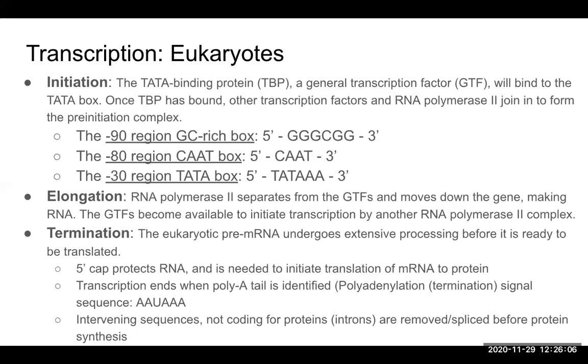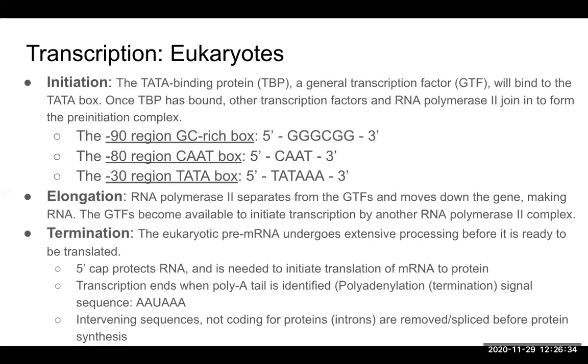And finally, we have termination, which is where the eukaryotic pre-mRNA undergoes the extensive processing that we talked about here involving RNA polymerase 2. You have your 5' cap, which protects RNA and is needed to initiate translation of mRNA to protein. Transcription will officially end when the poly A tail is identified.